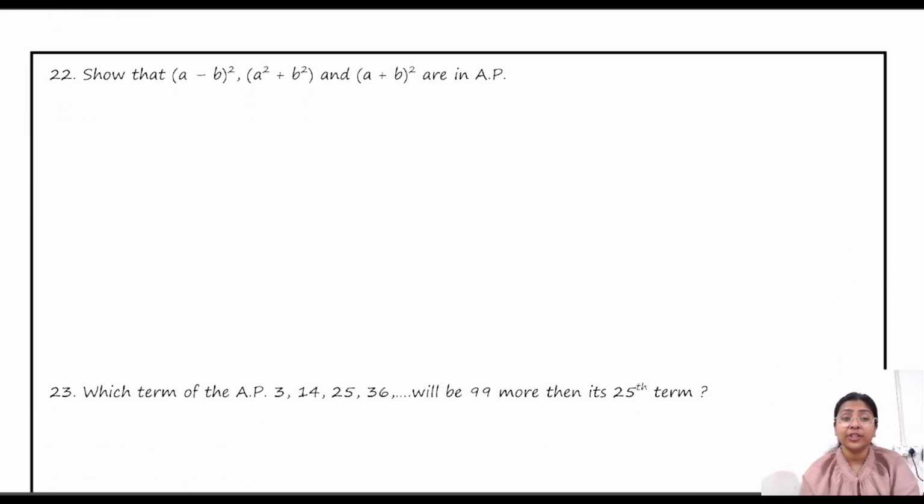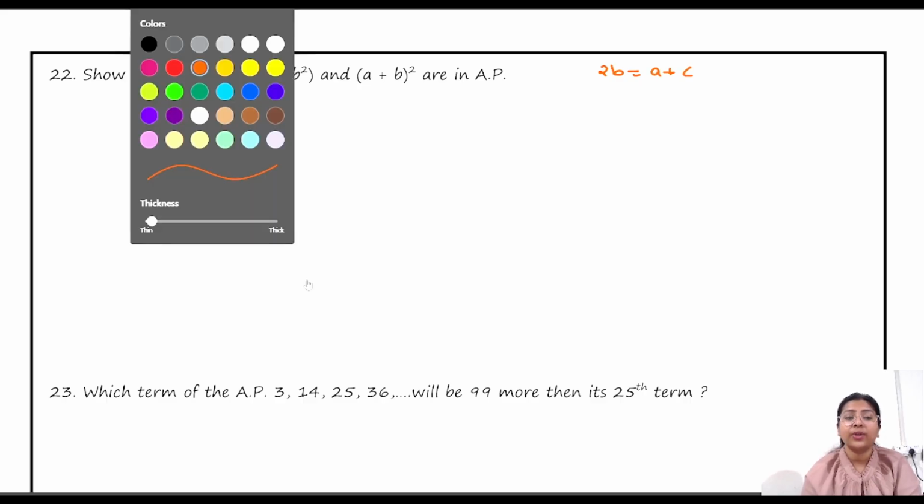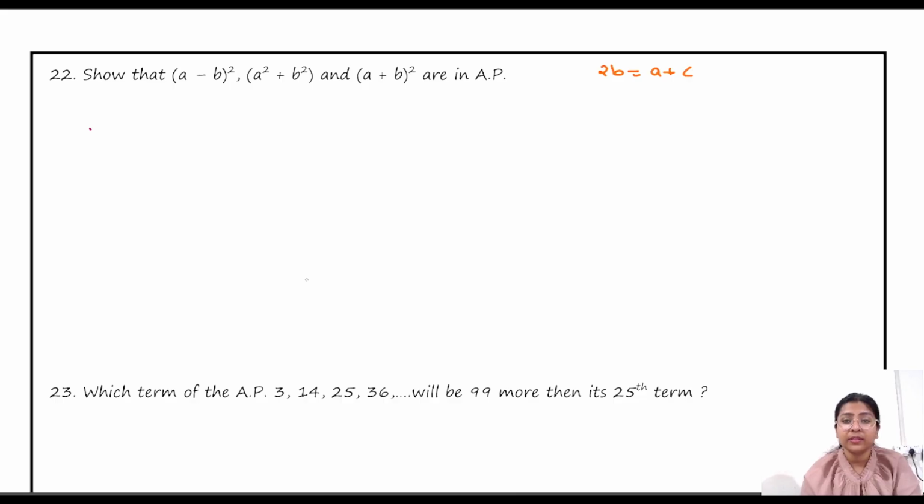Okay, what we need to show? We need to show these terms are in AP. These terms are in AP, so it should satisfy the condition I had already told you: 2b is equal to a plus c. We will see whether they are satisfying this or not. The middle term is considered as b, the first term a, the third term is c. So a, b, c.